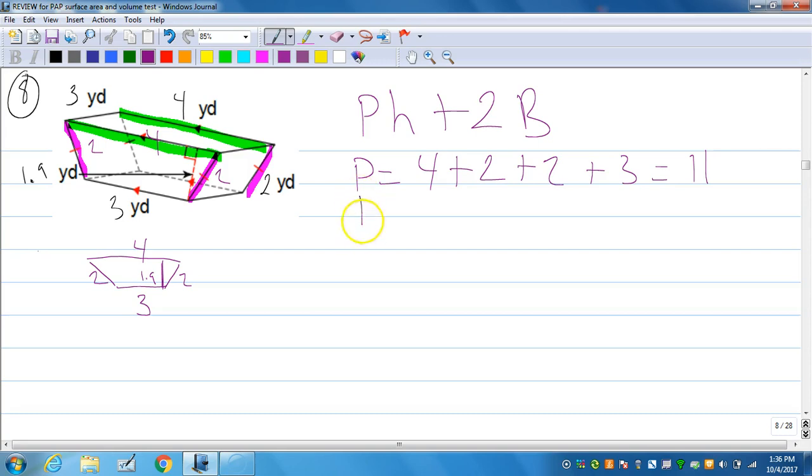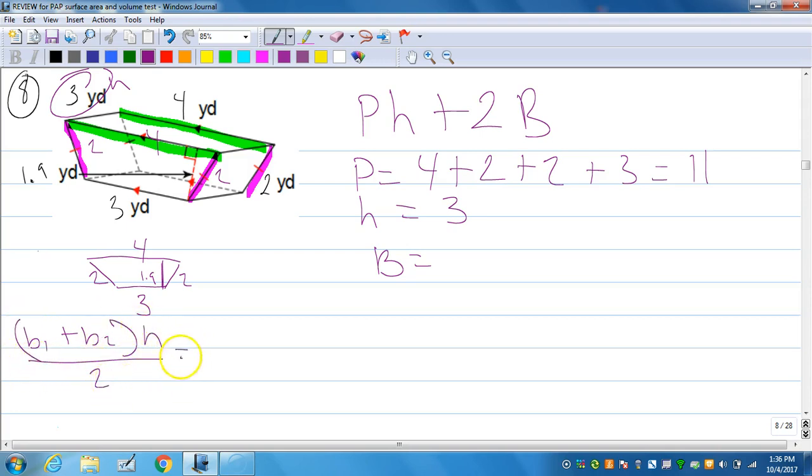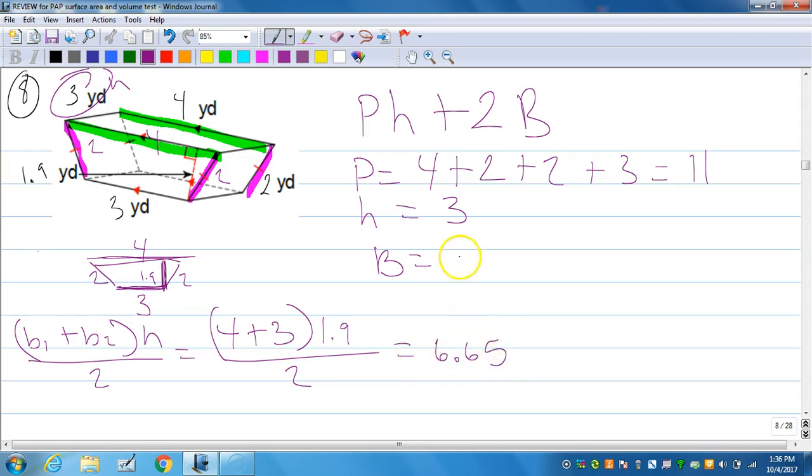That's 11. The height, what is the height of this box when you stand it up? The height is going to be 3. This is your height. And then the B, the area of the base for a trapezoid, B1 plus B2 times your height divided by 2. Base 1, that number there, which is 4, plus the bottom number, base 2, which is 3, times your height, not the height of the box, just the height of the base. That's why I redrew it, 1.9, divide that by 2. Gives you 6.65, just like before, but again, they're different questions.